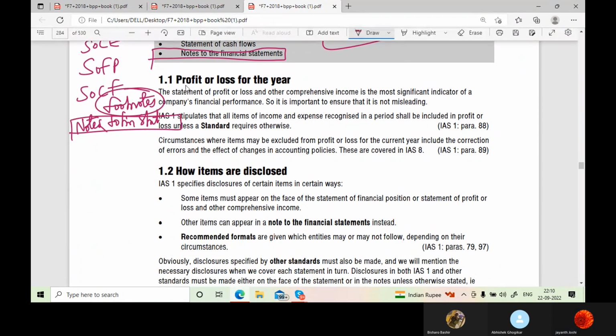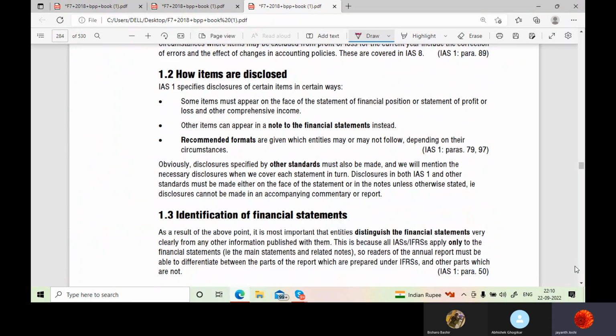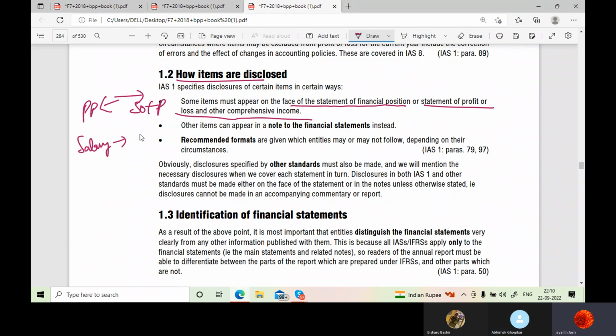Now profit or loss for the year can be known by preparing the statements. How items are disclosed, that is the question. See, some items must appear on the face of the statement of financial position or statement of profit or loss and other comprehensive income. That means if I say PPE, property, plant and equipment, it should appear on the face of the statement of financial position. If I say salary, it should appear on the face of the statement of profit or loss. Correct? This is an expenditure, this is an asset.